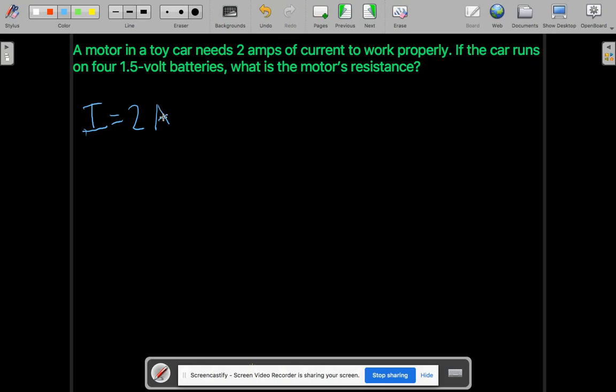So it's 2 amps. And then our voltage is a little tricky because it's 4 1.5 volt batteries. We have to do 4 times 1.5 to give us our total voltage, which is 6 volts. And in this problem, we are looking for our resistance.